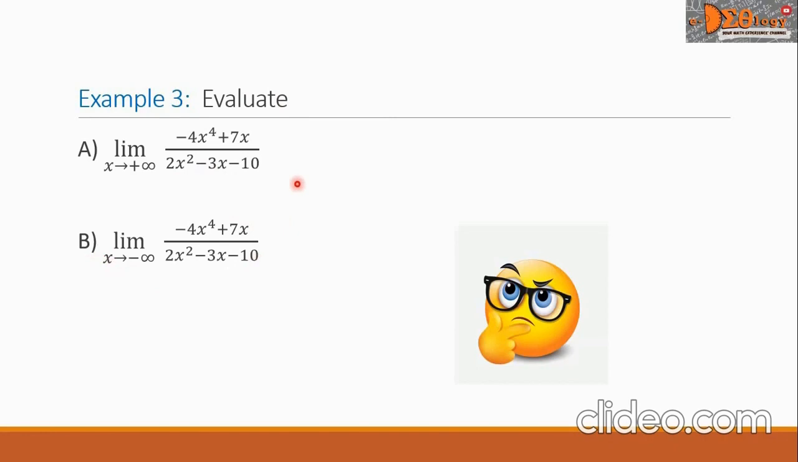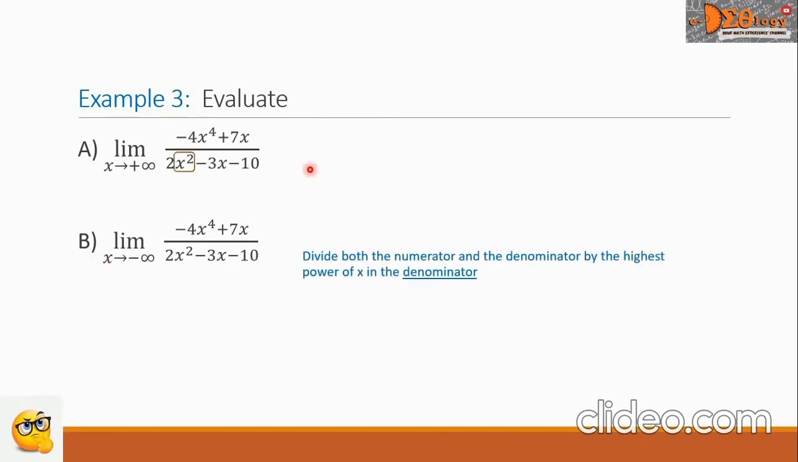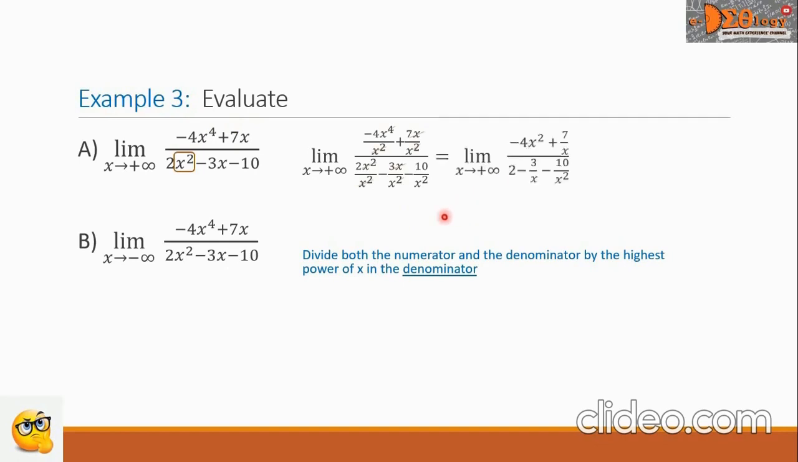Let us begin with problem A. The rule says, let us divide both the numerator and the denominator by the highest power of x in the denominator. So we see here that the highest power is x squared. So we are going to divide each term of the numerator and denominator by x squared. So it will be like this. And then let us cancel some terms that can be cancelled. Let us rewrite the simplified form of the expression.